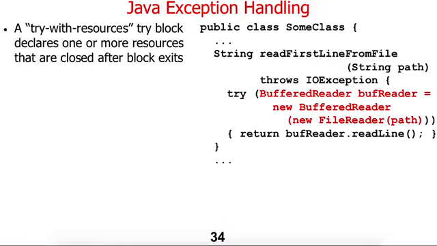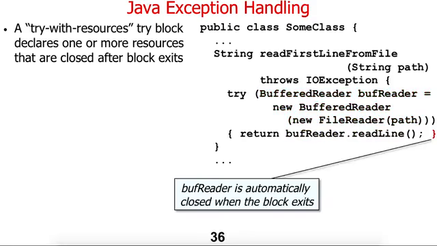For example, this try-with-resources block defines a variable called buffReader, which is used within the block to read a new line. The close method of the buffReader variable is automatically called when the try-with-resources block exits, thereby ensuring that any resources it allocates are released.